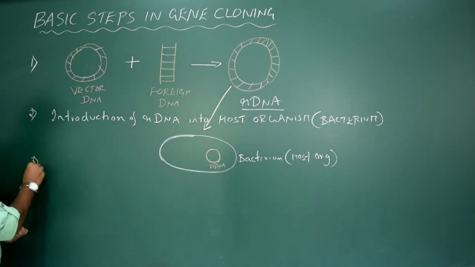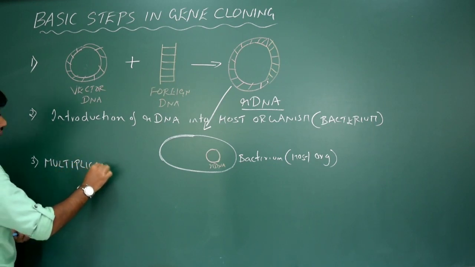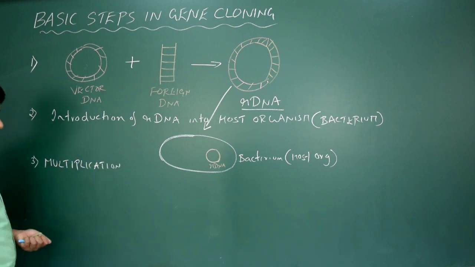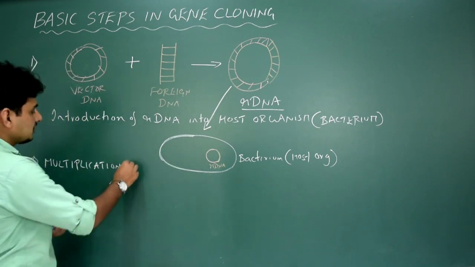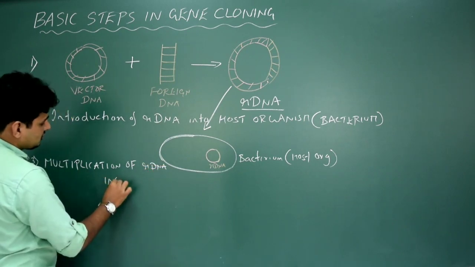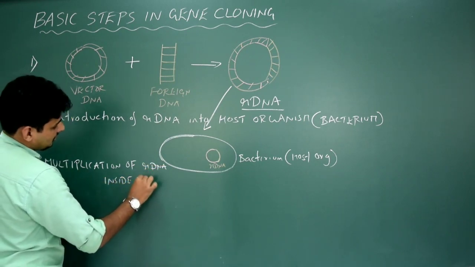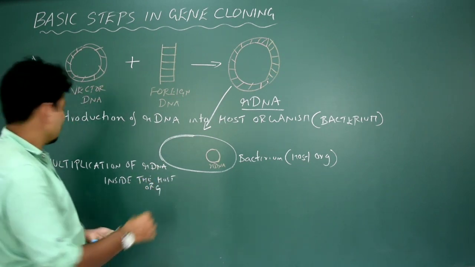Third step is multiplication. Multiplication of what? Not bacteria. Before the bacteria divides, the recombinant DNA divides. So multiplication of rDNA inside the host organism. So we just write inside the host organism. So that is actually our third step here.